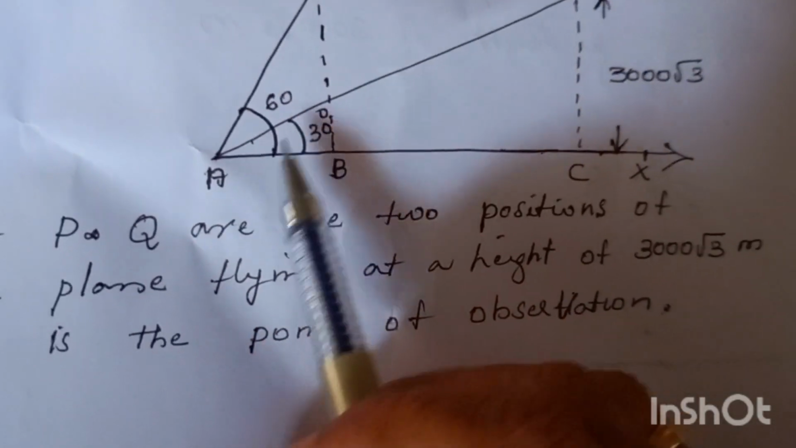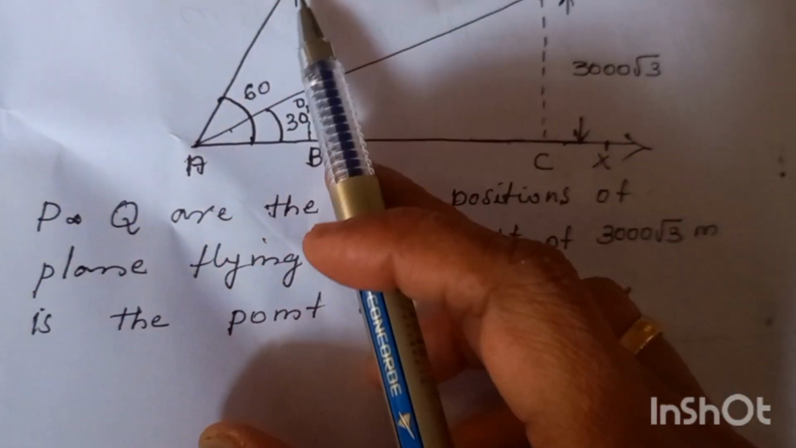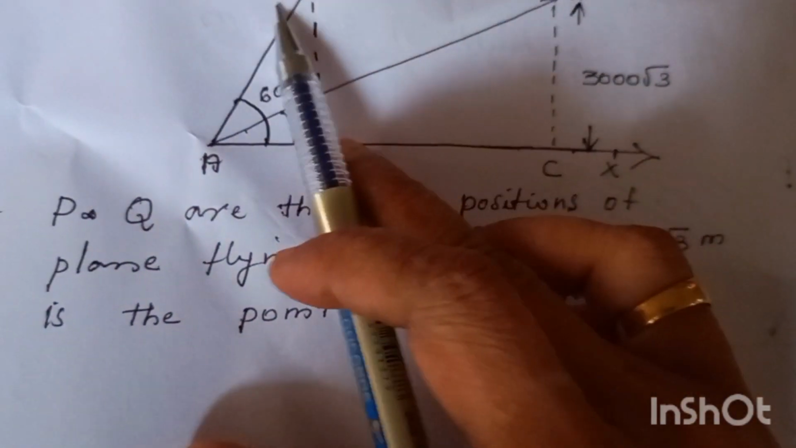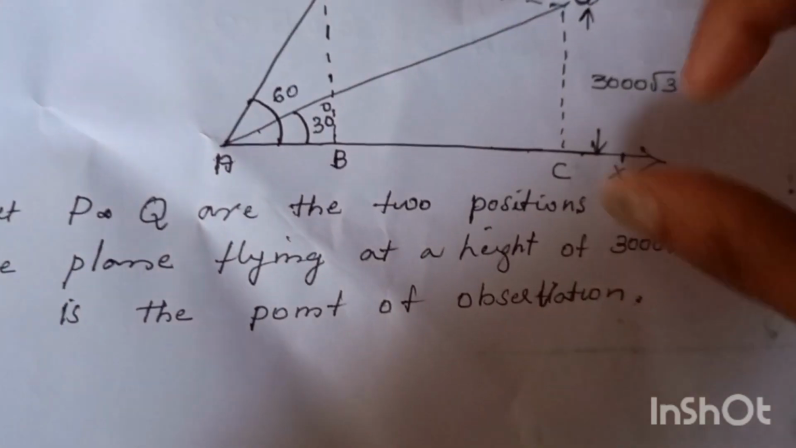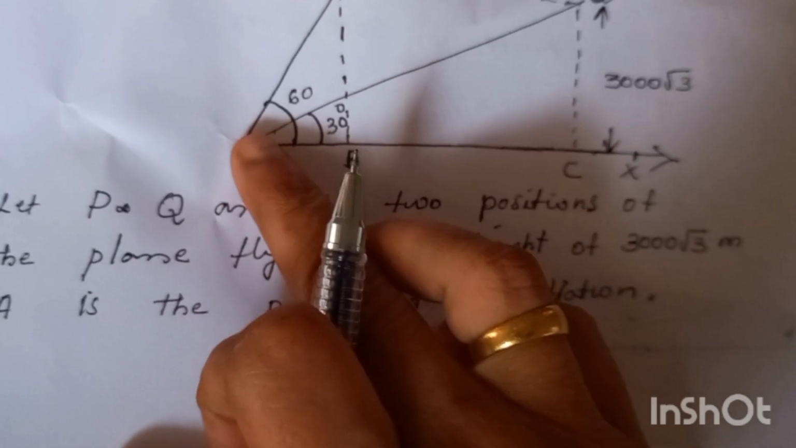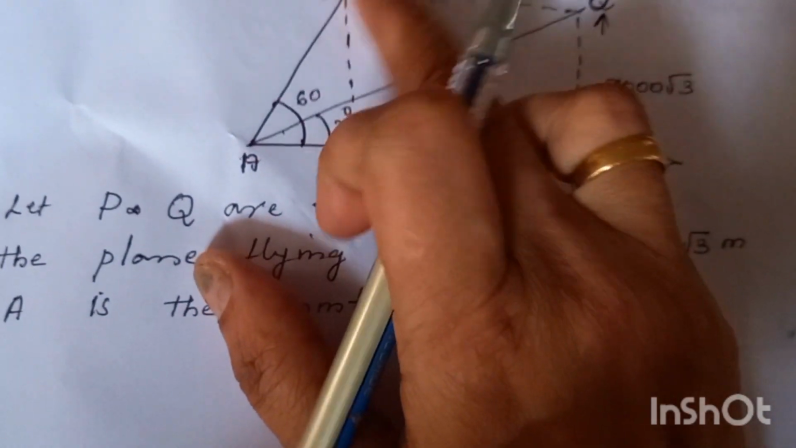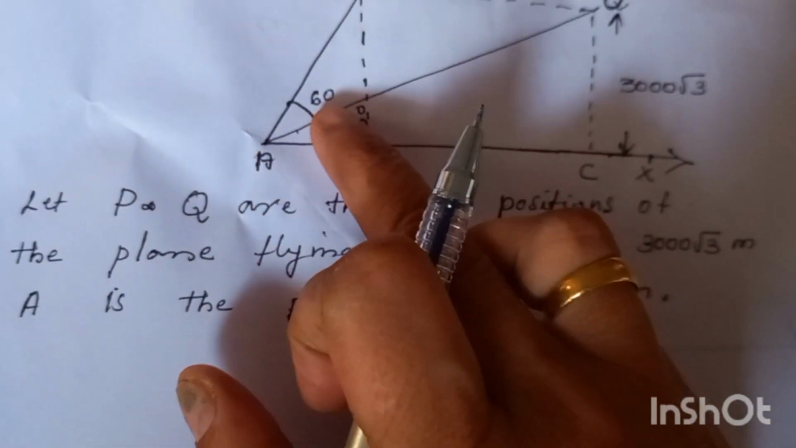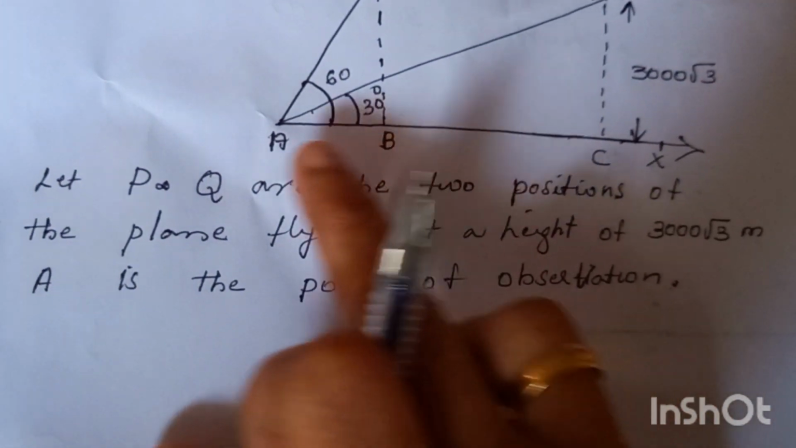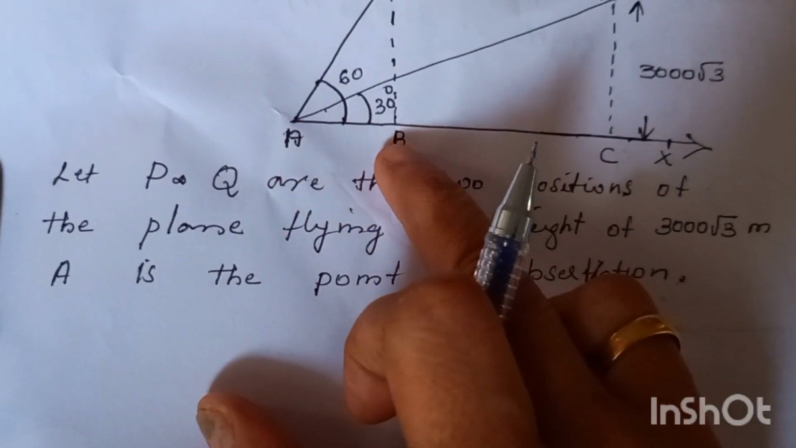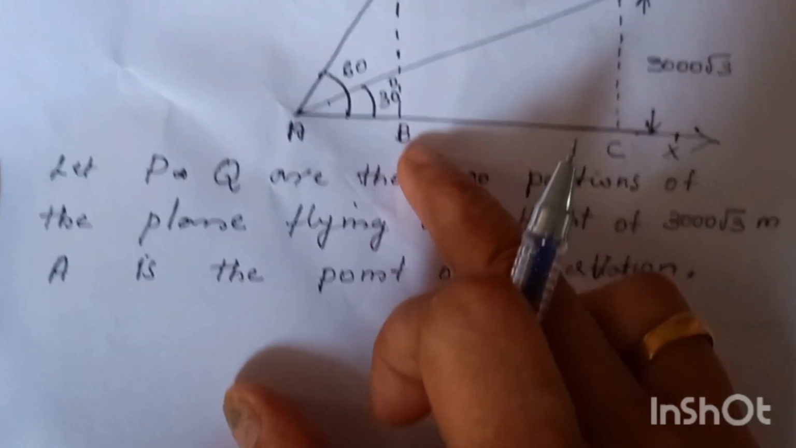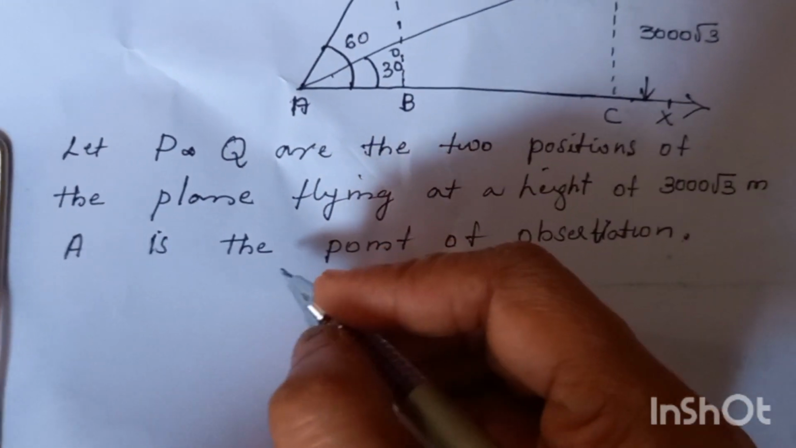Let's do the problem. See, this is the picture. First the plane is at the point P. This is the observer, and after some time the plane is at Q. But the height of the plane is the same, which is given as 3000 root 3. At this point, the plane is at P, and the angle of elevation is 60 degree. So first of all we have to find the distance AB. How will we find the distance of AB?